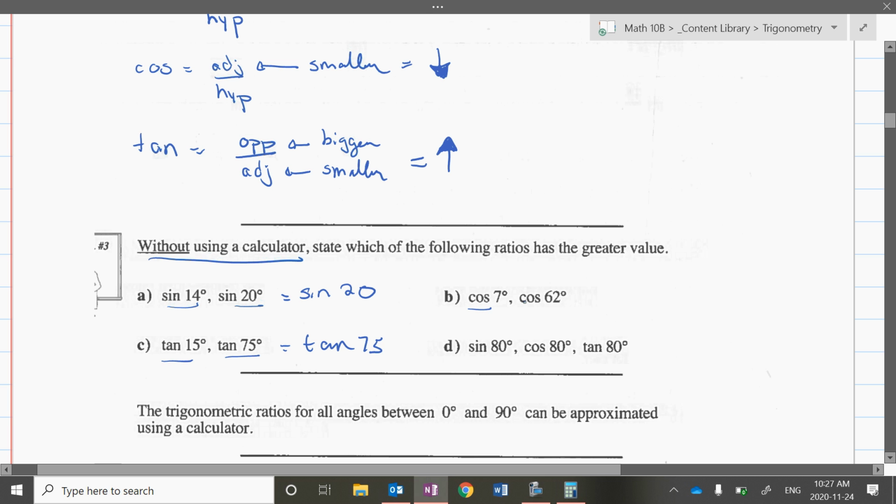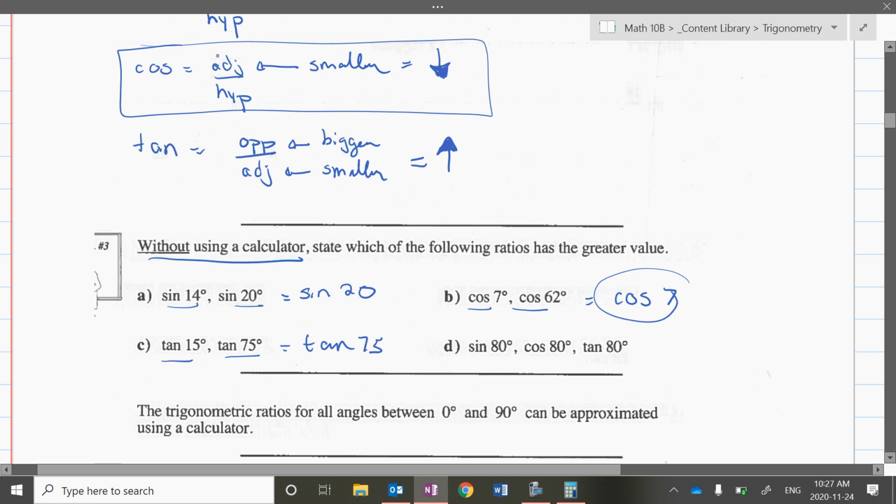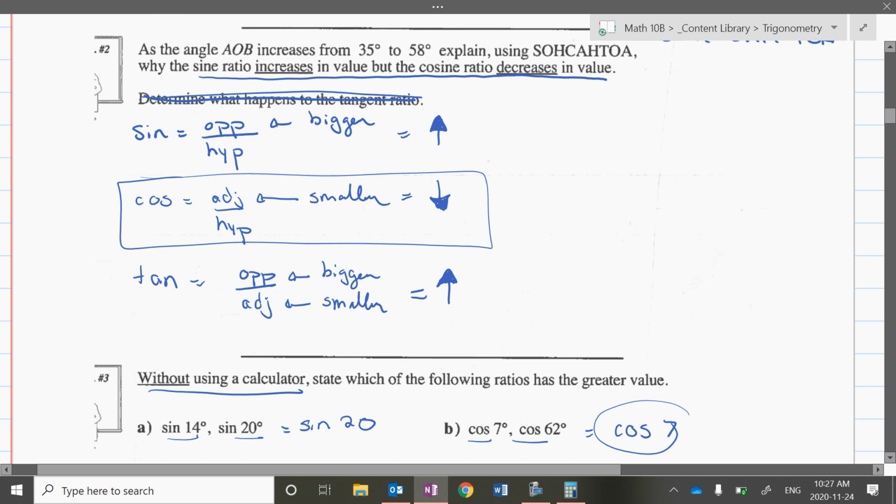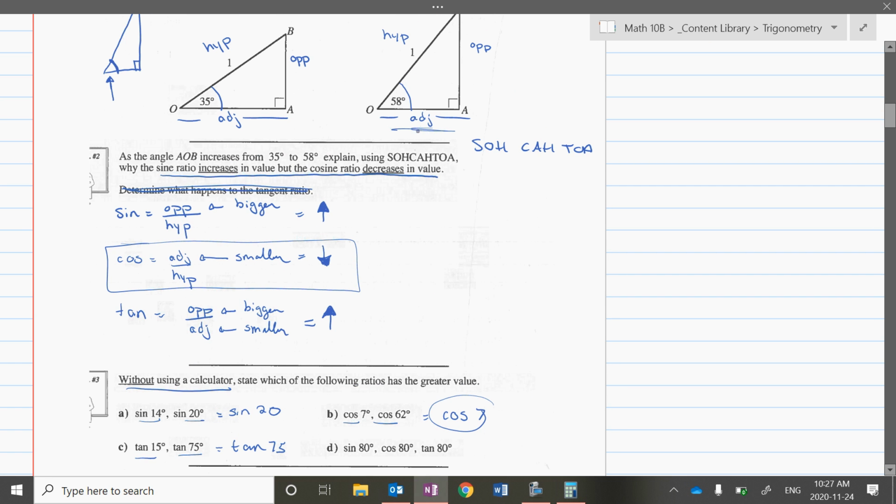The cosine of 7 degrees versus the cosine of 62. So as my angle increases, that adjacent side is going to shrink. So cosine of 7 is going to actually be the larger one. So remember with cosine, it's the opposite because we're talking about our adjacent side. And as that vertical side got bigger, my horizontal side here is getting smaller. So I have a smaller number divided by 1. So then that ratio overall in value is getting smaller.